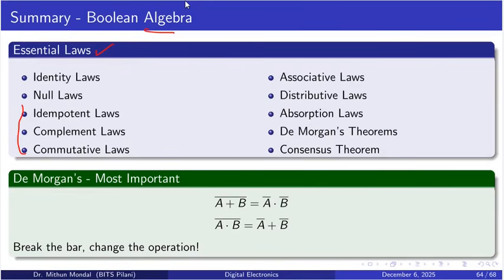All these laws that we have learned: identity law, null law, idempotent law, complement laws, commutative laws, associative law, distributive law, absorption, De Morgan's theorem, and consensus theorem. So these laws are important because you need to simplify the expressions from a complicated form into a simpler format. De Morgan's theorem is the most important, where you have the summation and then the NOT operation. It is converted into product form, and if you have the product form, you can convert into summation form. So break the bar and change the operation.